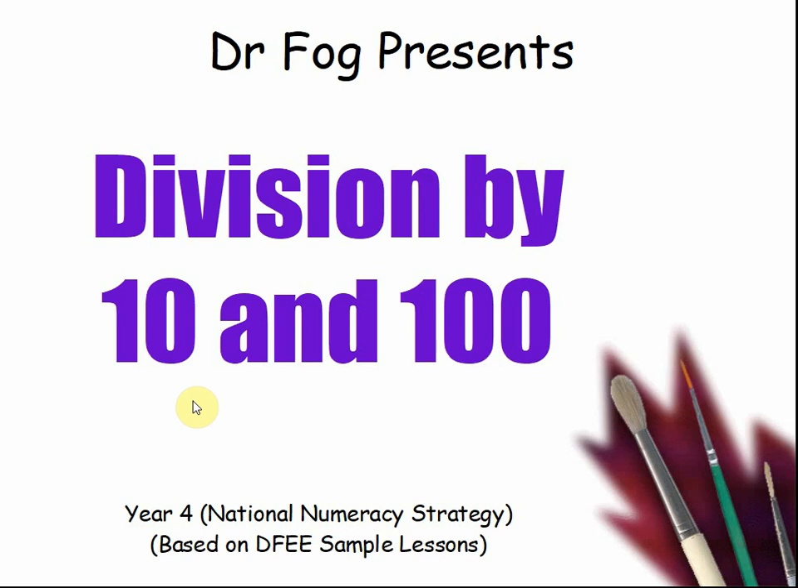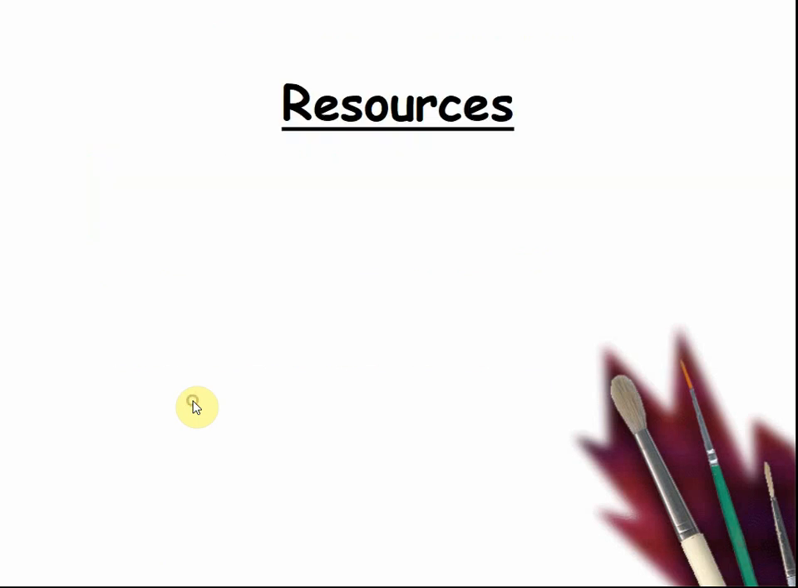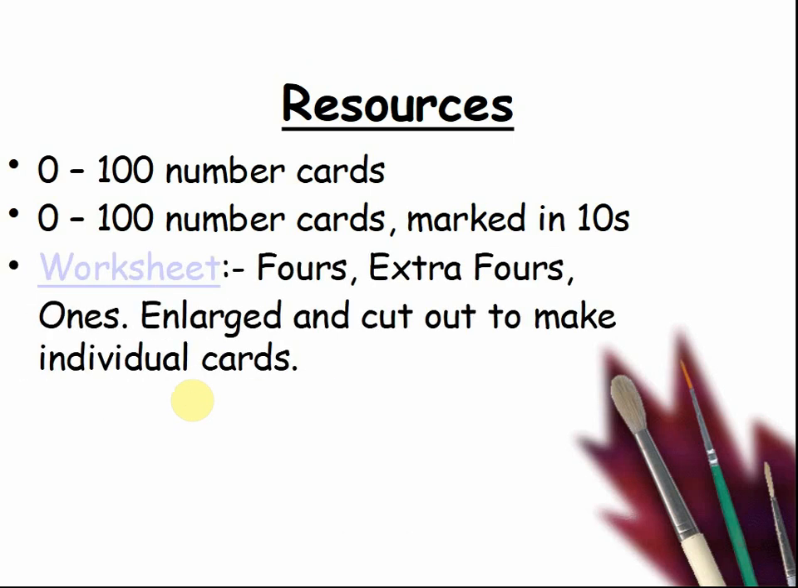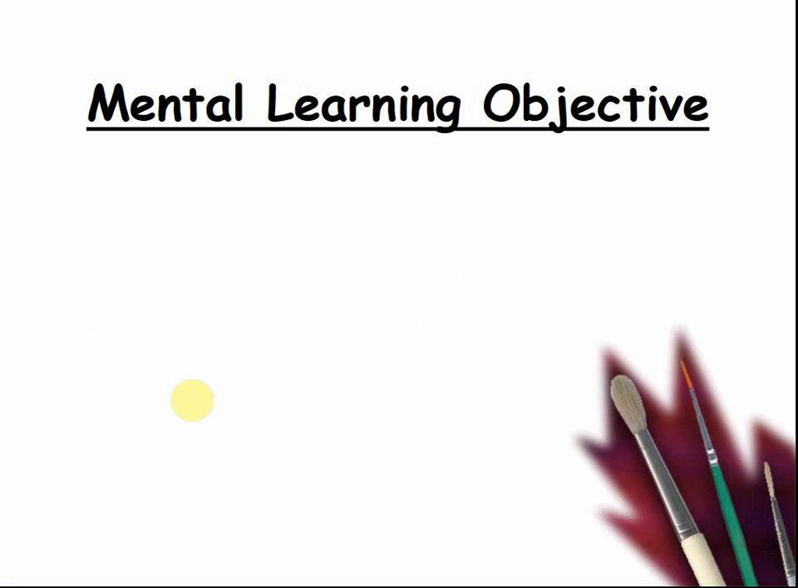Today we're looking at division by 10 and 100. What do we need today? Resources. 0 to 100 number cards. 0 to 100 number cards marked in 10. A worksheet, 4s, extra 4s and 1s, enlarged and cut out to make individual cards. Blue tack. Here is our mental learning objective.